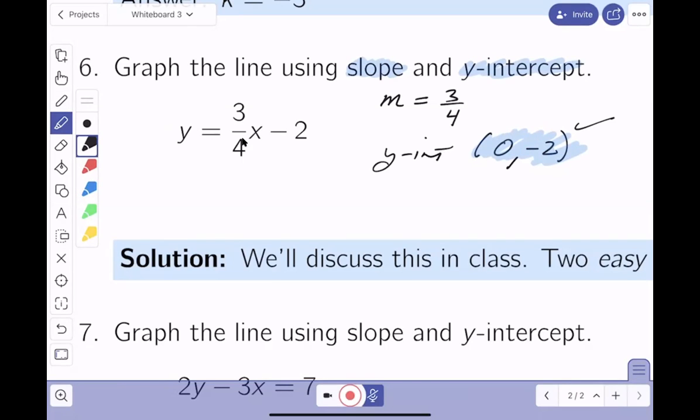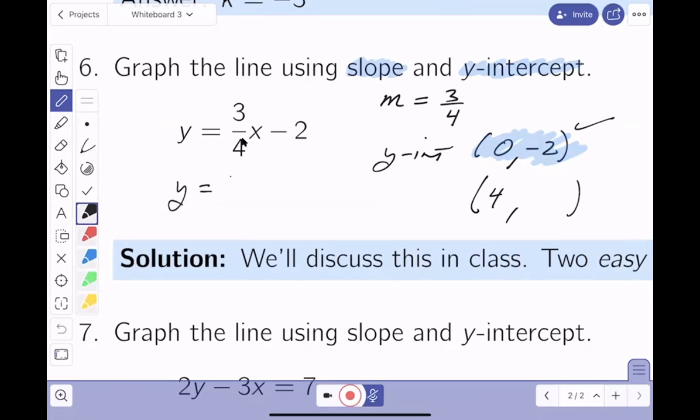So another point, and someone says, what point would you choose? I think I choose something easy. Now I could choose 0 again, but that's the same point. I'm going to choose 4. If someone says, why'd you choose 4? It's easy. What do you get? Y equals 3/4 times 4 minus 2.